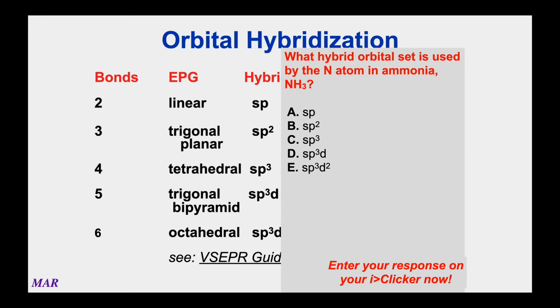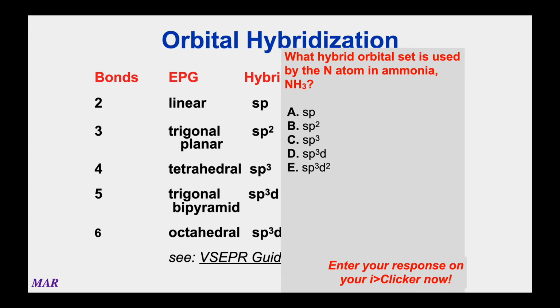Here's a question. What hybrid orbital set is used by the nitrogen atom in ammonia, NH3? Okay, so this is a kind of question that you might see. And what you should do on a problem like that is first draw the Lewis structure, all right? And from the Lewis structure, you can find the electron pair geometry. And from the electron pair geometry, you can find the type of hybridization to use.